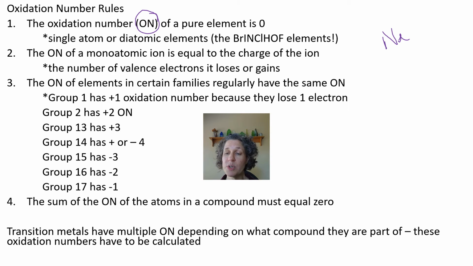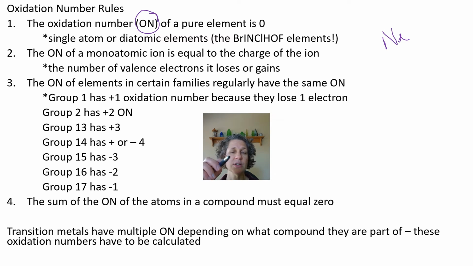So this is what we will label on the periodic table. And certain columns, as we see in the next one, certain families will regularly have the same oxidation number. And that is because of the number of valence electrons they have. It depends on if they have low electronegativity or high electronegativity, so if they're going to lose or gain electrons. And so this is what we'll label on our periodic table.